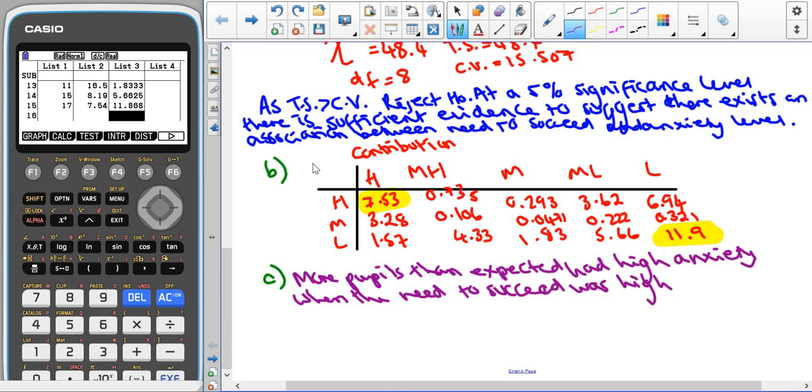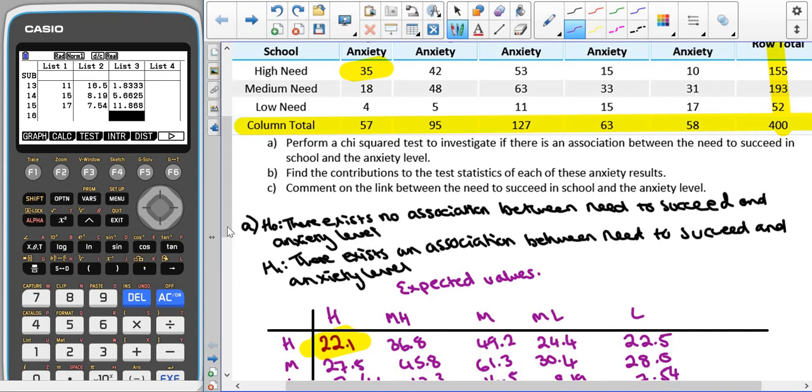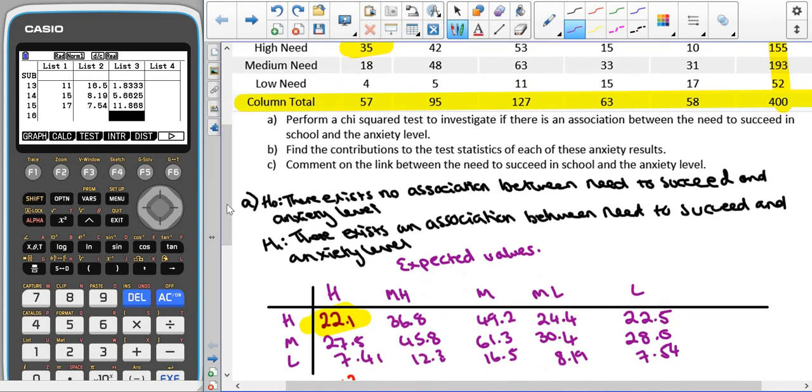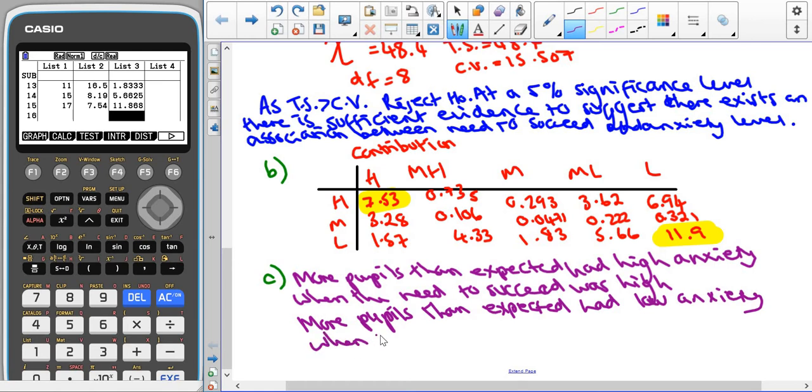And the other value is this one here, the 11.9, which is in the bottom right hand corner. So then I'm comparing the 17 and the 7.54. So again, more people than expected had low anxiety when the need to succeed was low. And you could write something about that in terms of why that might happen.